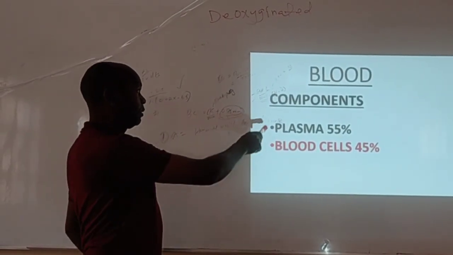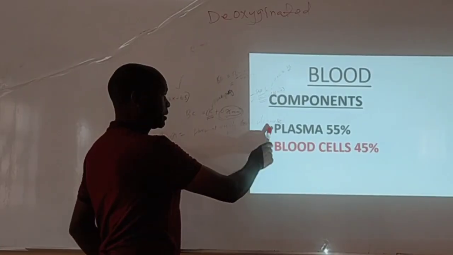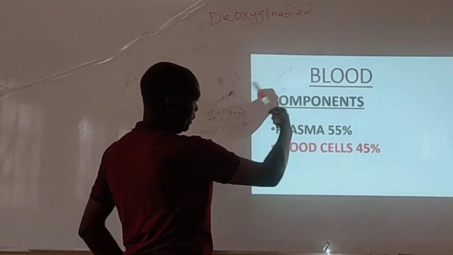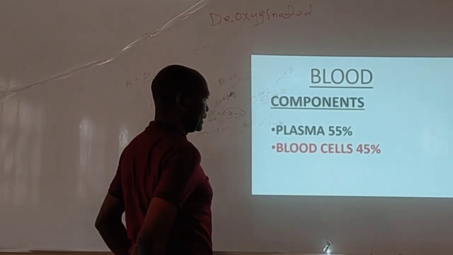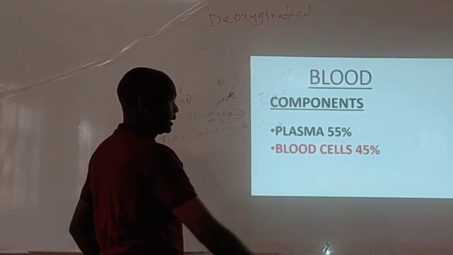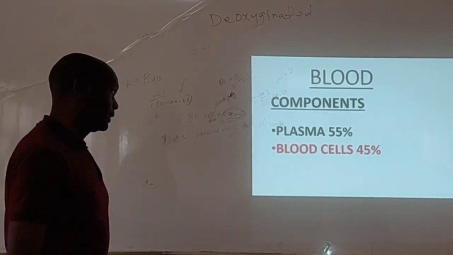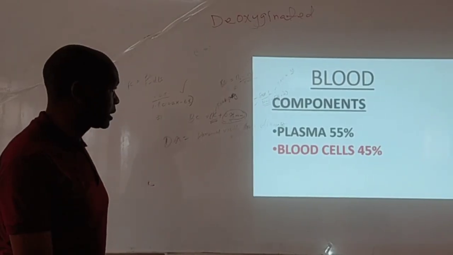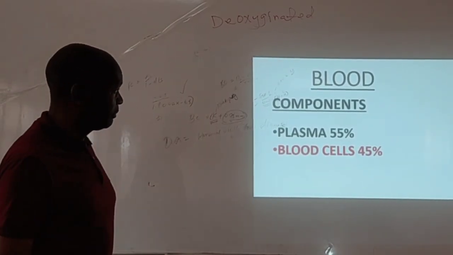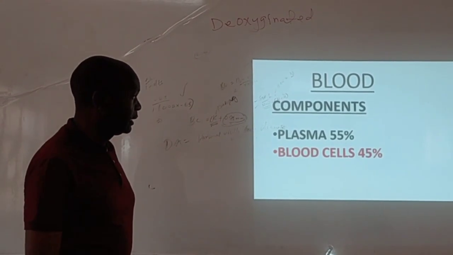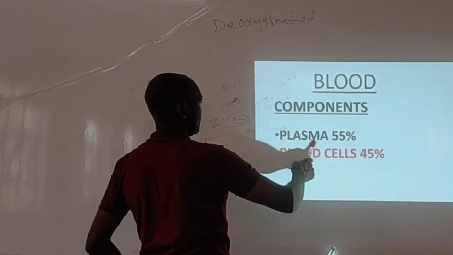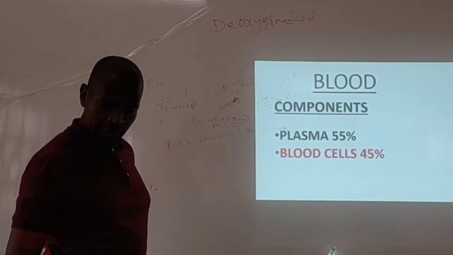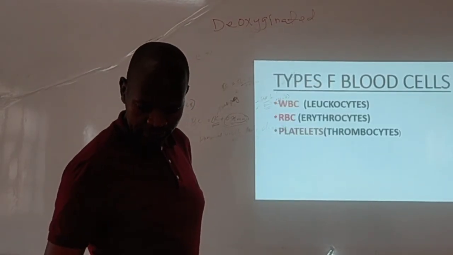We have components of blood, that is plasma and blood cells. Of the whole blood, plasma takes 55%, while the blood cells take 45%. In plasma, we also find components like plasma proteins, such as albumin and globulin. You can also find blood gases in plasma, electrolytes, hormones, among other components.